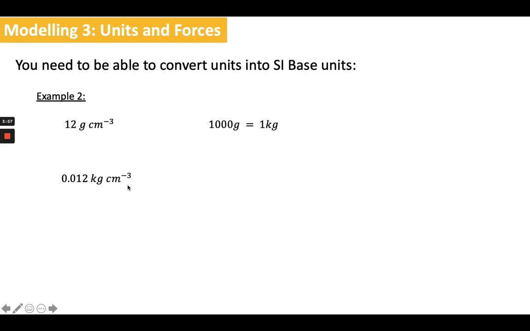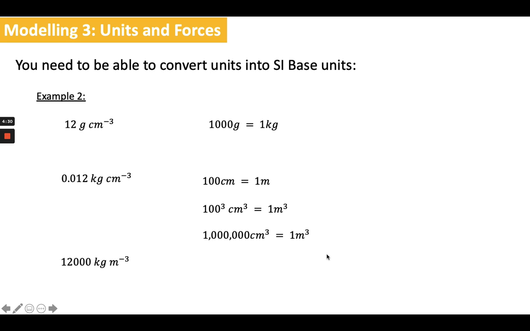Now I need to deal with my centimetres cubed. I've got 100 centimetres in every metre, and I've got 1 million centimetres cubed in every metre cubed, so I've cubed both sides here. If I have 0.012 kilograms in every single centimetre cubed of volume of this object or substance, I need to multiply this by 1 million to get how many kilograms are going to be in 1 metre cubed. Okay, so if I have 1 million of these centimetres cubed in every metre cubed, I've also got 1 million of this amount of kilograms in my metres cubed.